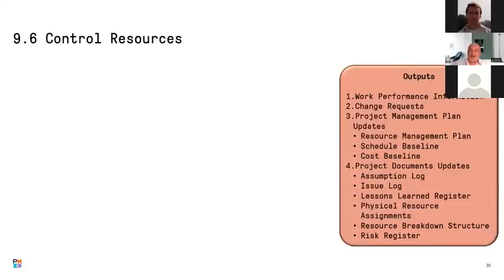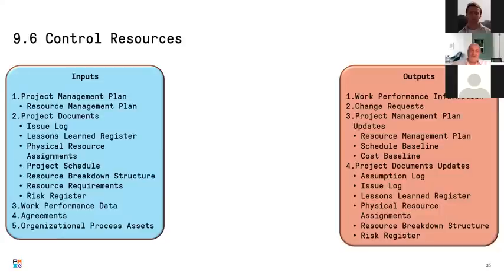The outputs that we have will be the work performance information and change requests, and the other different updates for the project management plan and for the different documents. The inputs that we have are the project management plan, project documents, work performance data, agreements, and organizational process assets. As you'll find here, an agreement, something that we do not talk about for so many other processes, but here agreements, why? Because usually when you are having a physical resource, you are having an agreement for renting or buying a special resource like a car, like a laptop, like even renting a space.